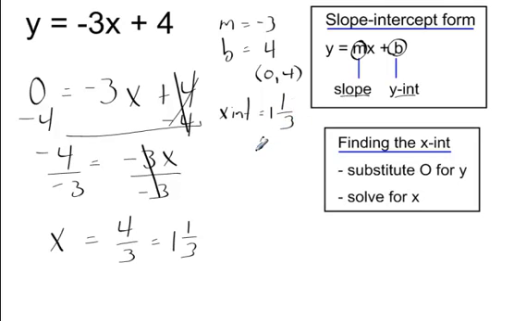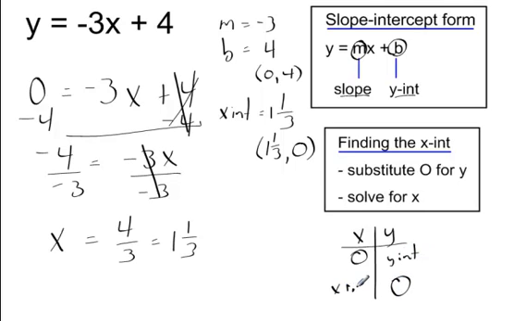If we were to put that into an ordered pair, we know that the y-coordinate is 0. One way I like to give a visual for this is I make a little t-table. We know when x is 0, this is our y-intercept. When y is 0, we know this is our x-intercept. So that visual might help you to remember that.